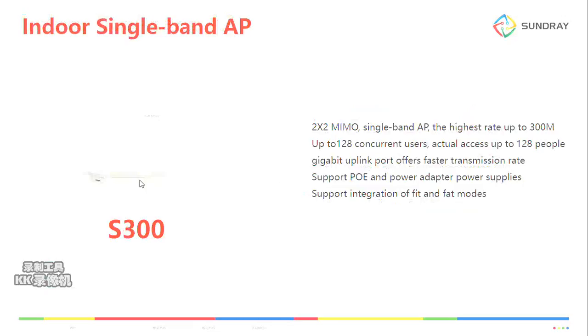And next is the S300. The S300 is the entry level of the indoor access point. This one is a single band access point. The maximum throughput is 300 megabit. Maximum concurrent users is 128 clients. It also supports PoE and local adapter power supply, and supports fit and fat mode. When you say single band, that means it only supports 2.4? Yeah, 2.4 only. Yes.